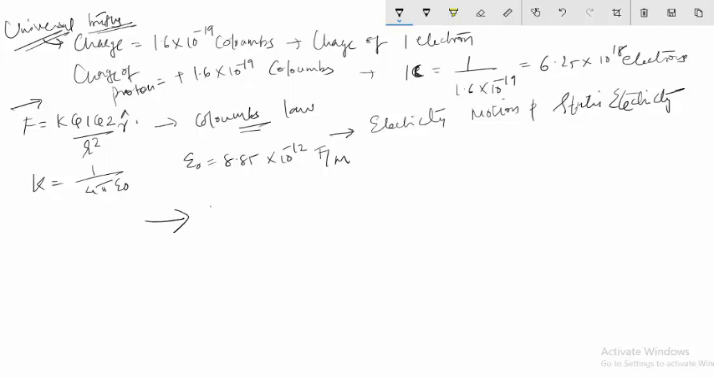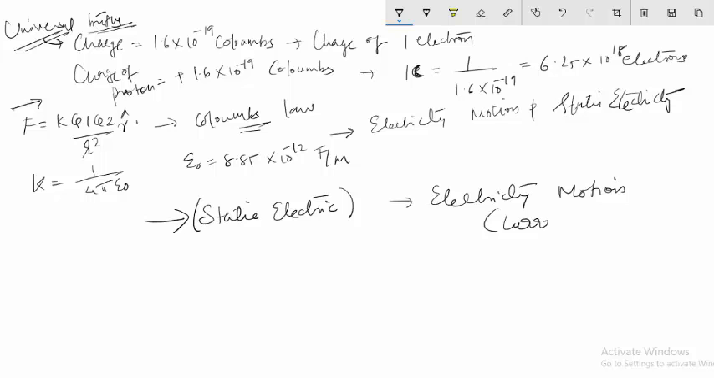As we are learning about static electricity here, unlike electricity in motion, which also constitutes what is known as current. When electrons are moving through a closed medium, such as a wire connected to a battery, there is some form of current given by I is equal to Q by T, and the unit of current is amperes.